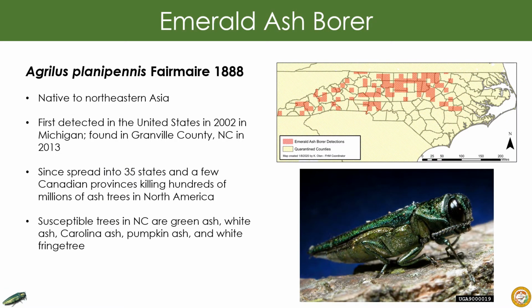The next pest of regulatory concern I'll cover is the emerald ash borer, Agrilus planipennis. This pest is native to northeastern Asia and was first detected in the United States in 2002 near Detroit, Michigan. In 2013, EAB was found in Granville County, the first detection for North Carolina. The beetle has been detected in over half the counties in North Carolina and has unfortunately spread into 35 states in the U.S. and a few Canadian provinces, killing hundreds of millions of ash trees in the process.